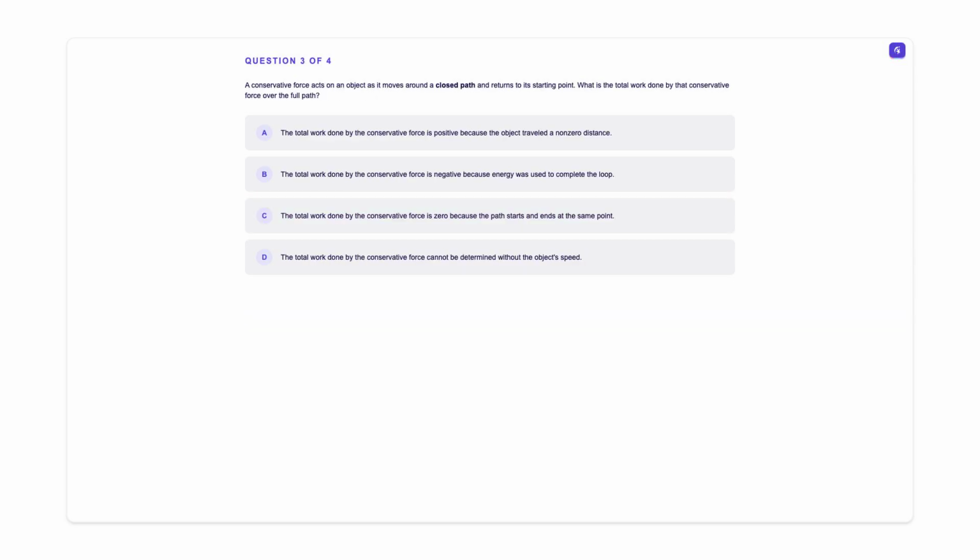A conservative force acts on an object as it moves around a closed path and returns to its starting point. What is the total work done by that conservative force over the full path?